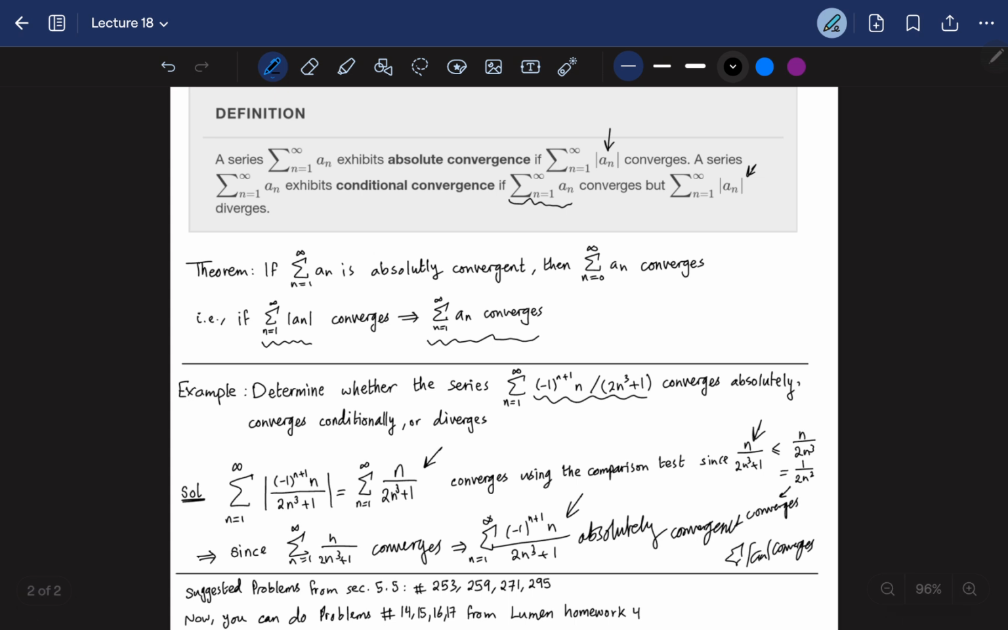Now, if we got a divergent value here, I don't know whether my series converges or not. I just know that it does not converge absolutely. But I need to do further testing to determine whether my series converges or diverges. And if it converges, then it would converge conditionally.